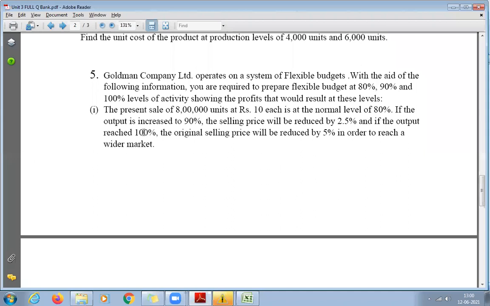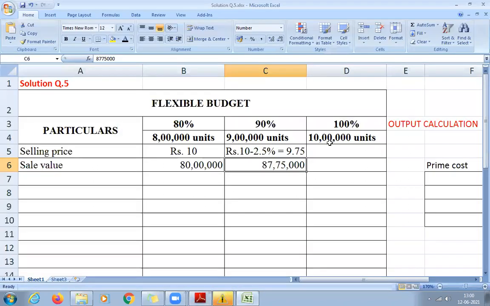If the output reaches 100%, the original selling price will be reduced by 5%. So now calculate 5% of 10 rupees. How much will you get? 0.5. So 10 minus 0.5, how much will you get? 9.5. So the selling price will be 9.5. Ten rupees minus 5% is 0.50, so you'll get 9.5. That is the selling price.